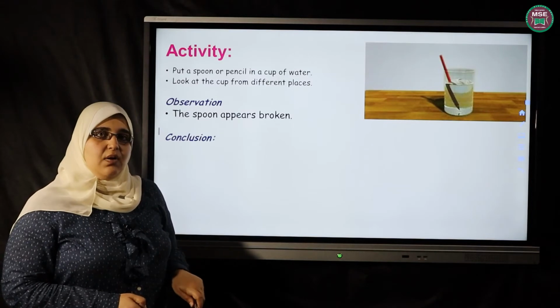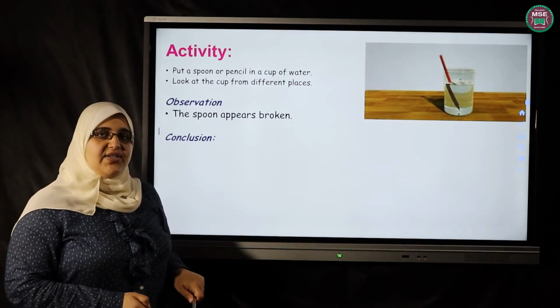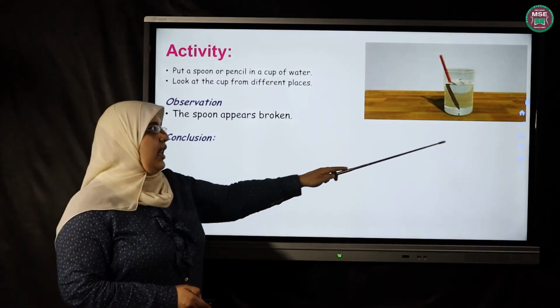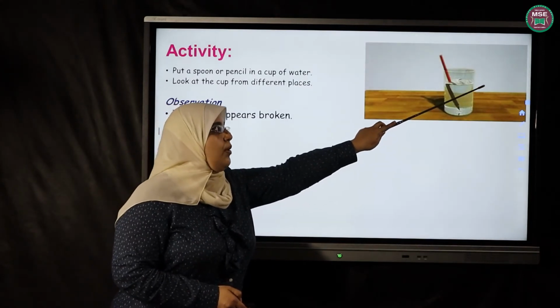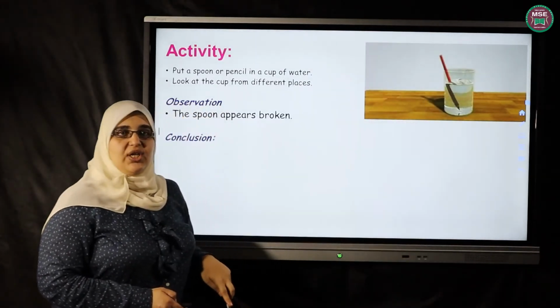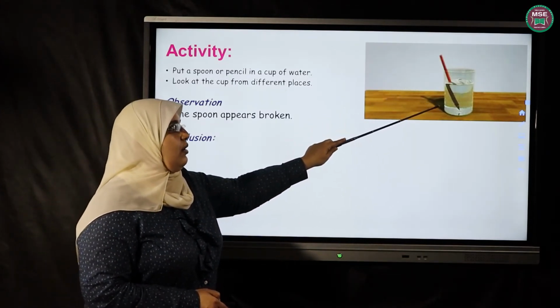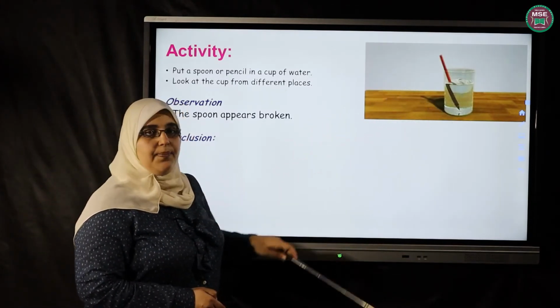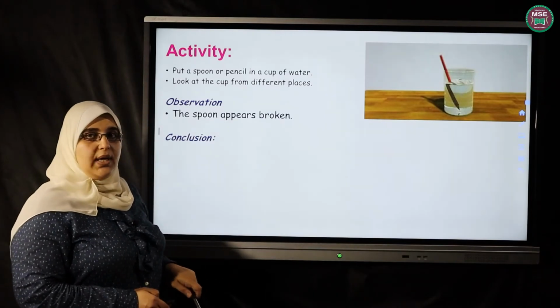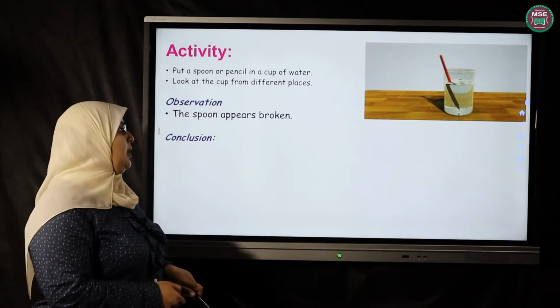Because the light travels faster in air than in water, when the light moves from air to water, it will change its direction. This is why the pencil or the spoon appears to be broken or bent.